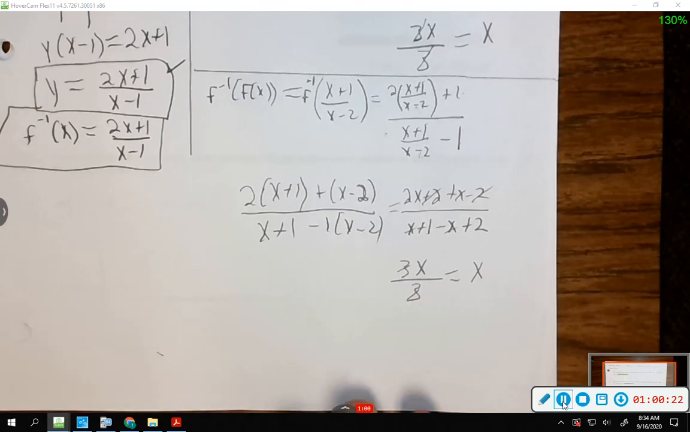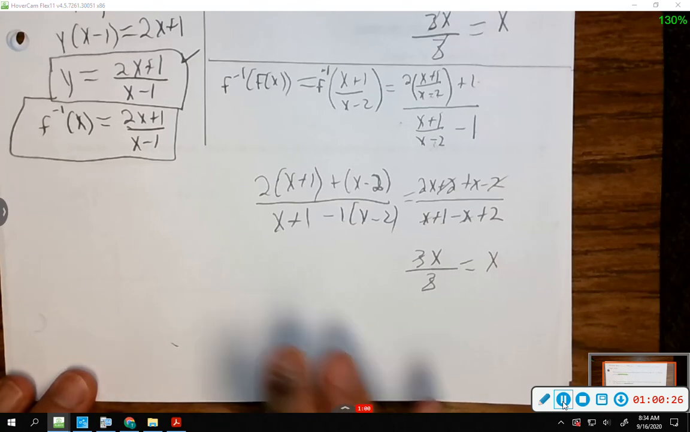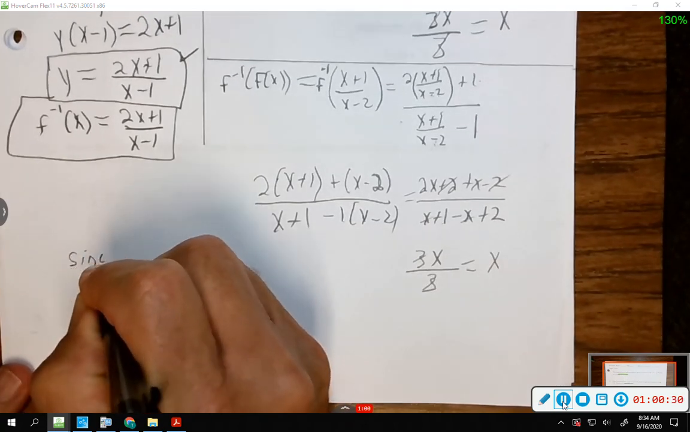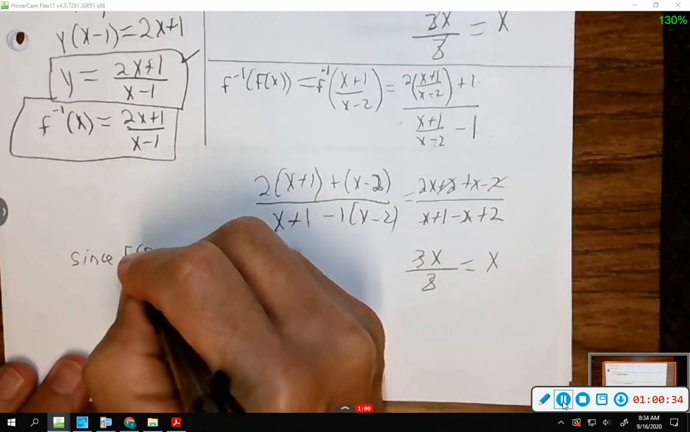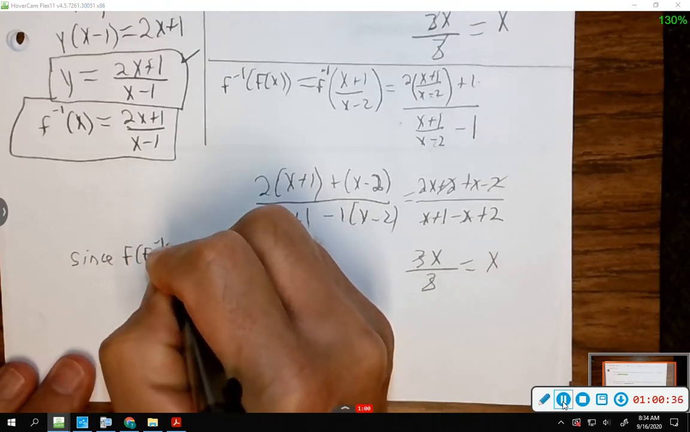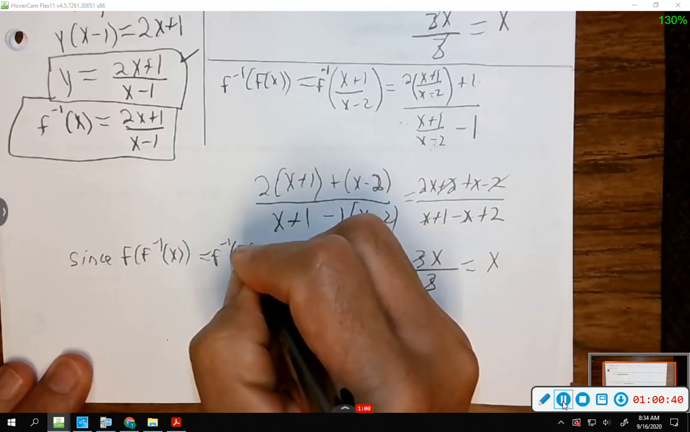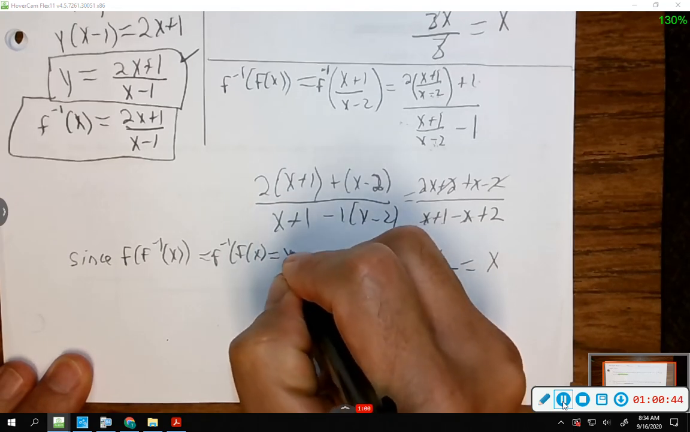I have to write this summary statement. Again, we're practicing being concise with our verifications. Since f of f inverse of x equals f inverse of f of x equals x, the functions are inverses.